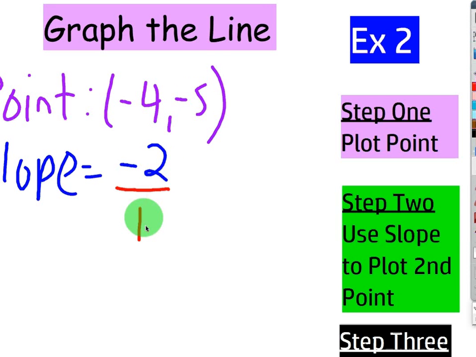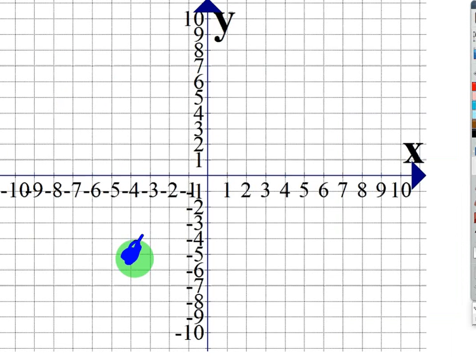All right, then we're going to use our slope to plot the second point. So -2/1, what does that mean I do? Okay, now do you go over 1 to the right or over 1 to the left? Always to the right, yes, always move to the right. So we'll go down 2. Okay, I'll put a -2 there. And then 1 to the right. So that means my second point is right there.